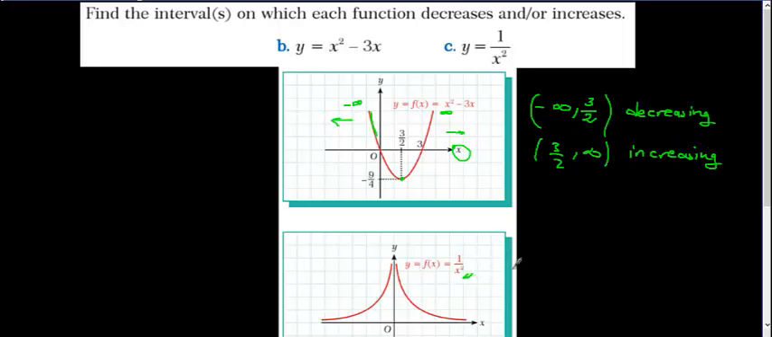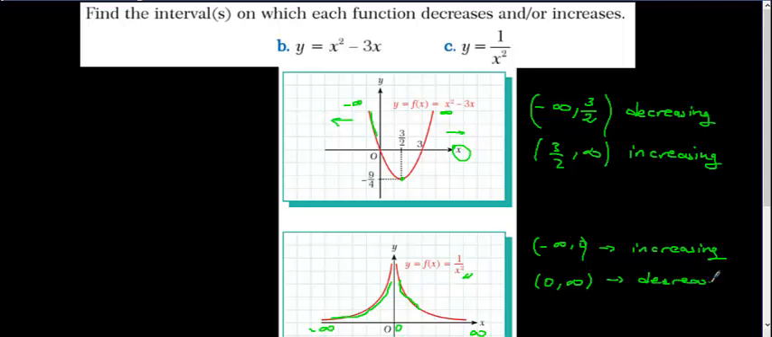What about the second one? The graph of 1 over x squared, as you see here, is firstly increasing, then decreasing. How are we going to write this one? The x value is 0; this side is minus infinity, this side is plus infinity. Between minus infinity and 0, the function is increasing, and from 0 to infinity, the function is decreasing.